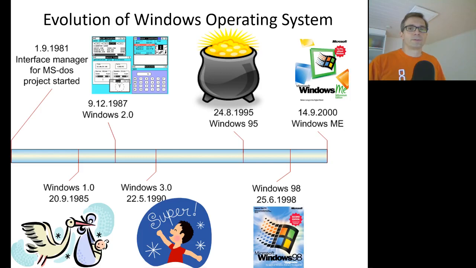So the development of Microsoft Windows operating system started in 1981, and Windows 1.0 was released 4 years later. Windows 1 was Microsoft's first attempt to implement a multitasking graphical user interface-based operating system on the PC platform.